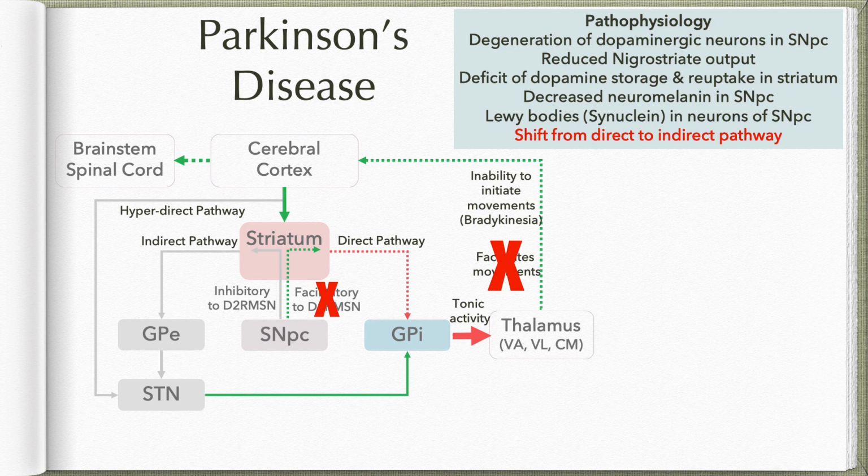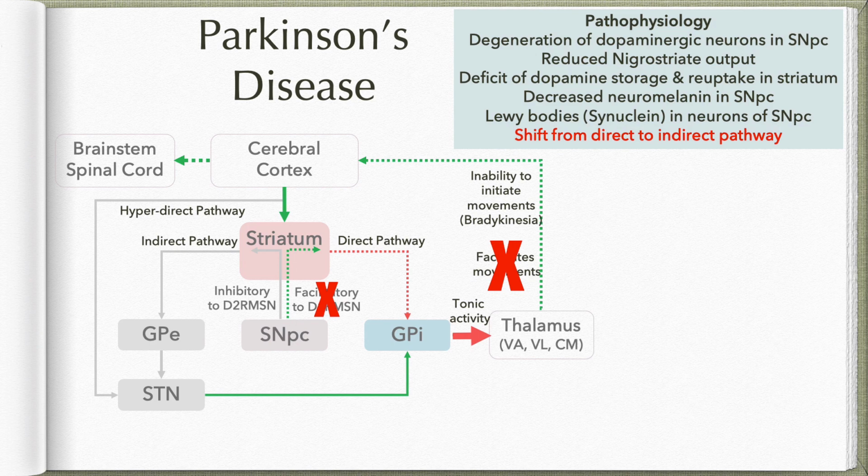Overall effect is there is a shift from the direct pathway to the indirect pathway. So normally what pathway would have facilitated movements, that is suppressed. Instead, the suppressive or inhibitory pathway, which is the indirect pathway, is allowed to act excessively, resulting in bradykinesia.